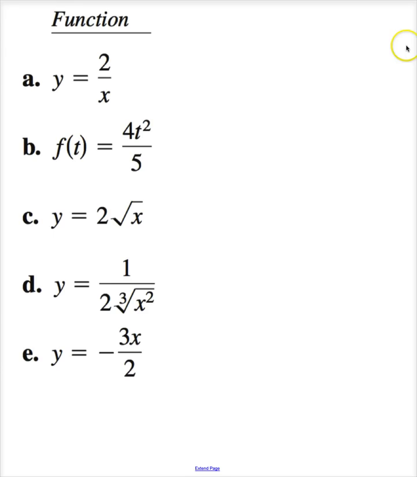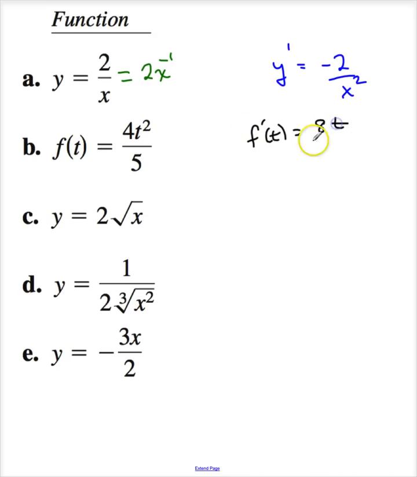Now, let's see if we can go through these. These should be fairly straightforward. If my function is 2 over x, I'm going to write this as 2x to the negative 1. So when I find the derivative, this is negative 2 over x squared. Now for this function, I don't need to rewrite it. So f prime, and see I'm taking the derivative with respect to t, is 8t over 5. You'll get to where you can skip steps that are just basic algebra.